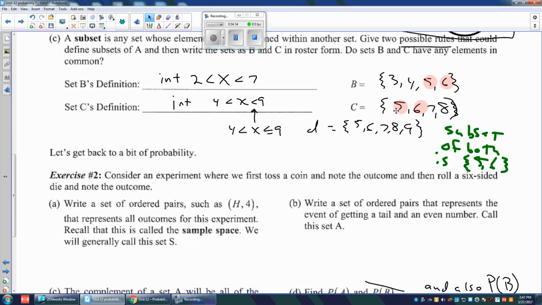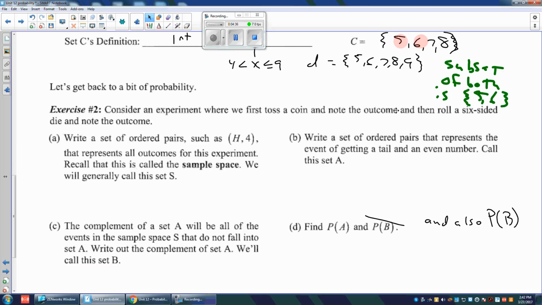Sorry about that diversion. Consider an experiment where we first toss a coin and write down its outcome, and then roll a 6-sided die and write down its outcome. Write the set of ordered pairs, for example, H, 4, that represent all outcomes for this experiment. Okay, there are easy ways and hard ways to do this. Let's do the easy way.